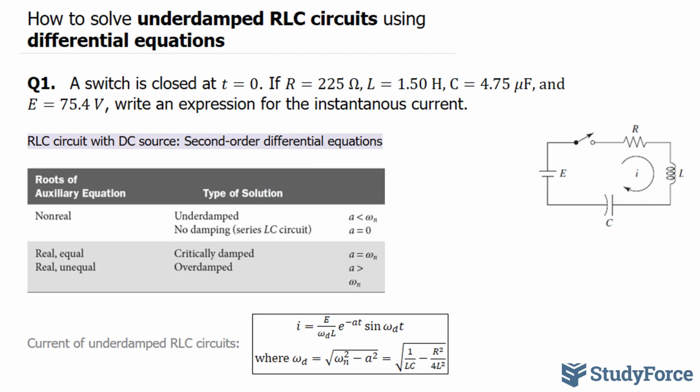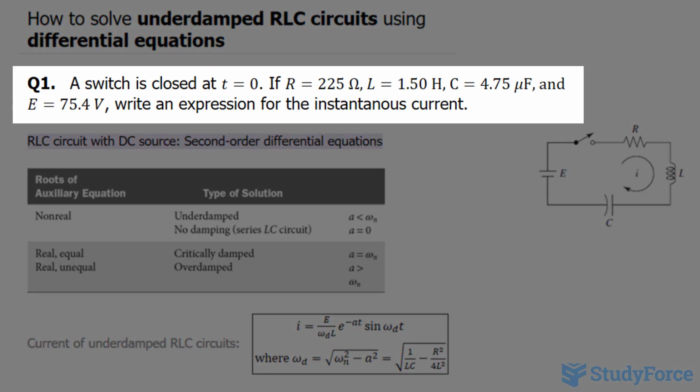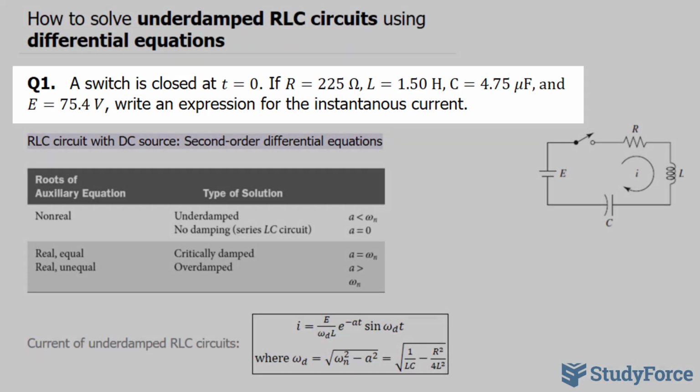In this lesson, I'll show you how to solve underdamped RLC circuits using differential equations. The question reads, a switch is closed at time equal to 0. If our resistance is 225 ohms, our inductance is 1.50 henries, our capacitance is 4.75 microfarad, and our voltage source E is 75.4 volts, write an expression for the instantaneous current.